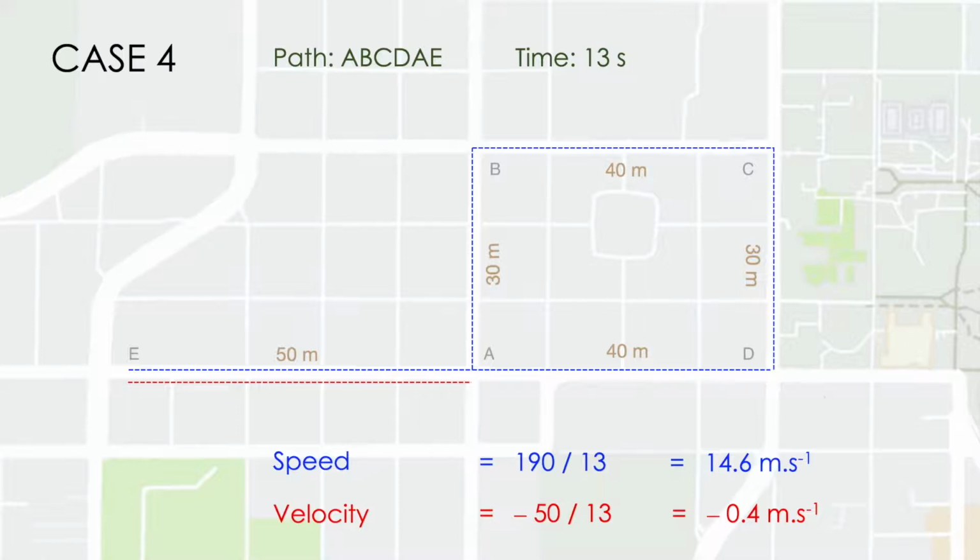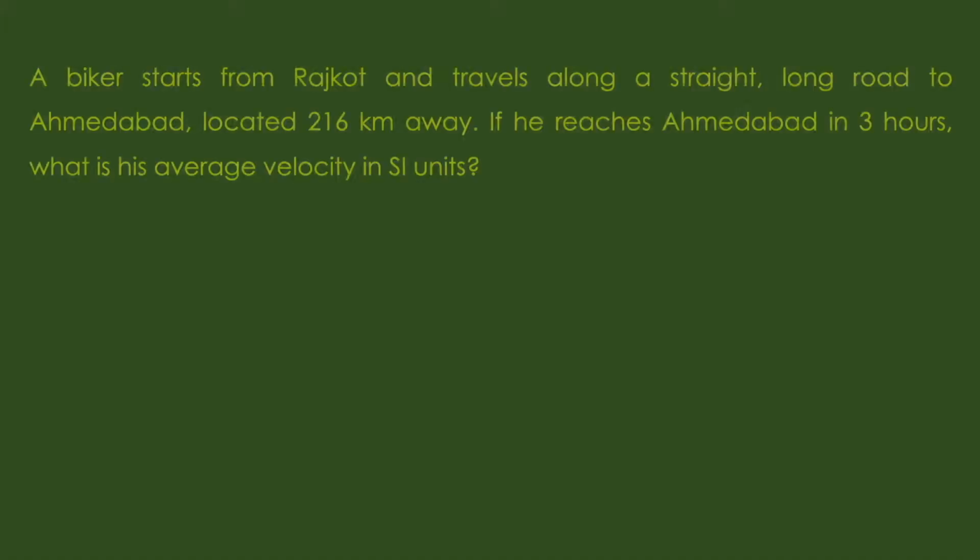So now let us look at a problem that involves these concepts. A biker starts from Rajkot and travels along a long straight road to Ahmedabad, located 216 kilometers away. If he reaches Ahmedabad in 3 hours, what is his average velocity in SI units?